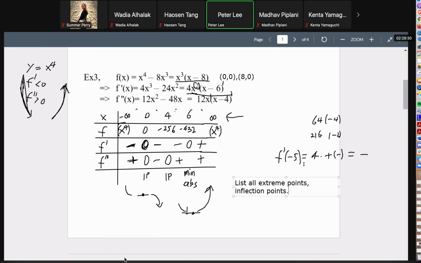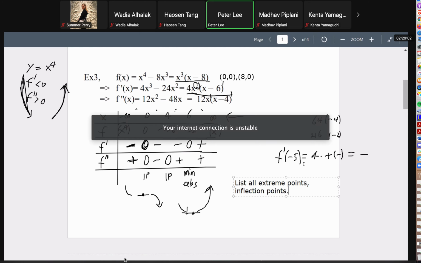Max. Max at what point? Actually, max does not exist. And then min, yes, we have a minimum. Where is that? That will be at 6, minus 32. You have that. And where is the inflection point? That would be 0, 0. And then where's the other inflection point? 4, negative 256.